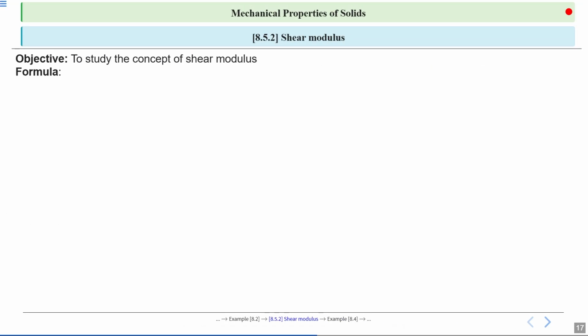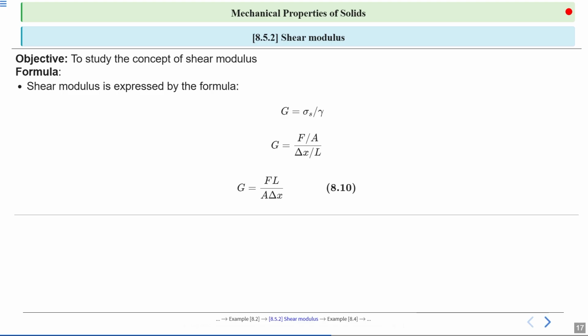Let's look at the formula for shear modulus. The formula will help us quantify how much a material resists being deformed by a shearing force. Shear modulus, represented by the letter G, is defined as the ratio of the shear stress to the shearing strain, and G is equal to shear stress divided by shear strain. Mathematically, G equals sigma s upon gamma. So just put the values. G is equal to F by A divided by delta x by L. So G equals FL divided by A into delta x.